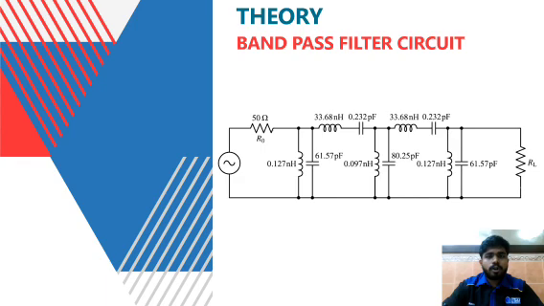This slide shows the completed fifth order bandpass filter circuit after replacing the prototype elements with the calculated inductors and capacitors. The circuit consists of alternating series and parallel LC resonators connected between 50 ohm source and load impedances. These resonators allow frequencies around the center frequency of 1.8 GHz to pass while rejecting frequencies outside the desired bandwidth. This theoretical circuit is then implemented in ADS for simulation and performance verification.